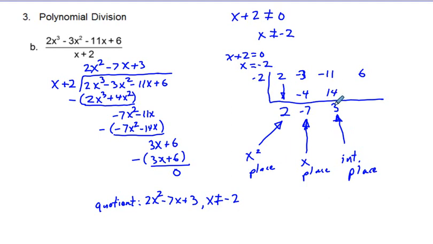And negative 2 times 3 is negative 6. And 6 minus 6, or plus negative 6, is 0. So this is what's called our remainder place. Remainder.